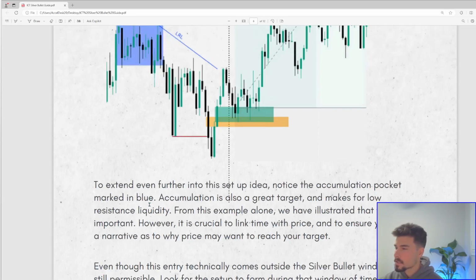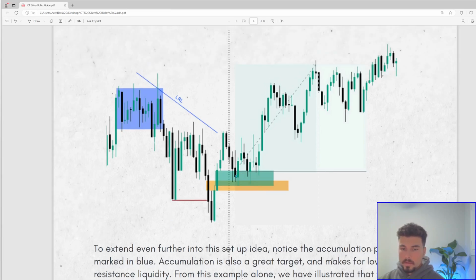Again, a lot of people might ask too, this entry is outside of the silver bullet window. And for me, that's still permissible, because the setup forms during silver bullet, we can enter slightly after. Yes, if there's an entry within silver bullet, that's completely fine. But for me, that's still permissible. A lot of people are very strict on that, but you're limiting yourself, right?